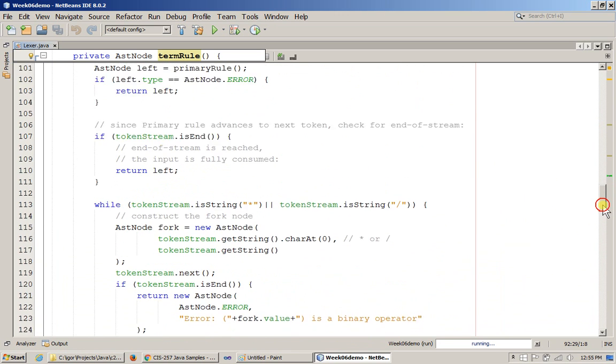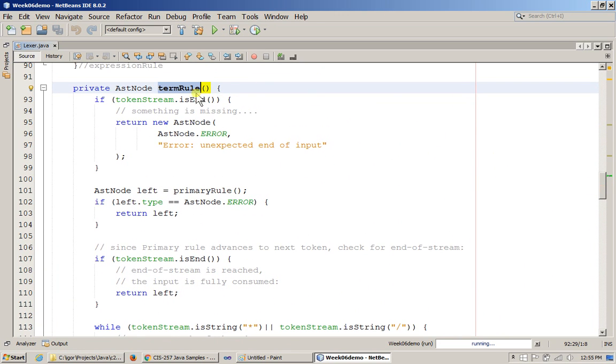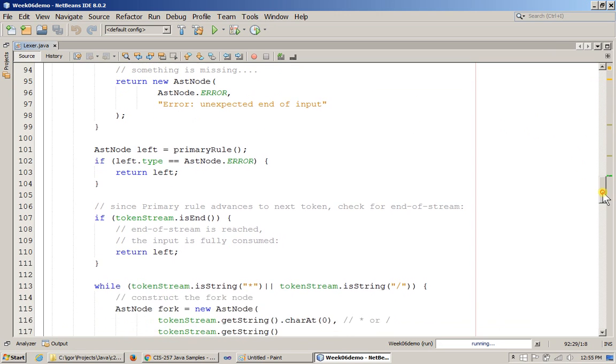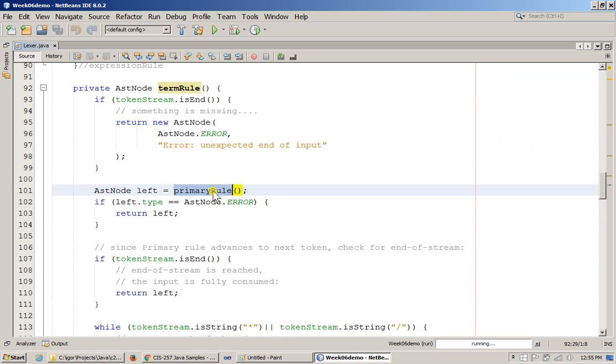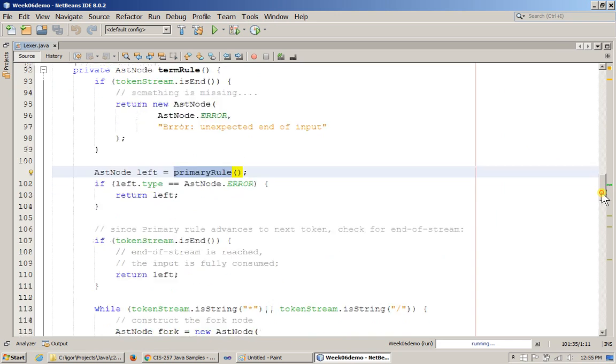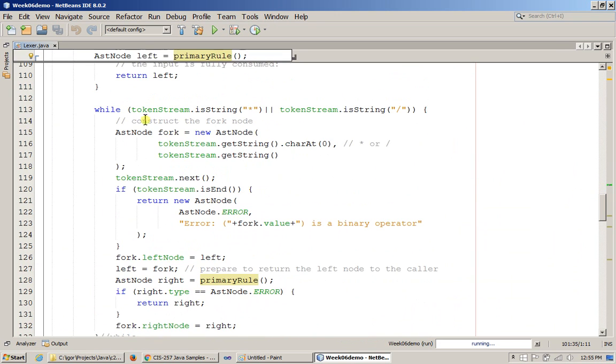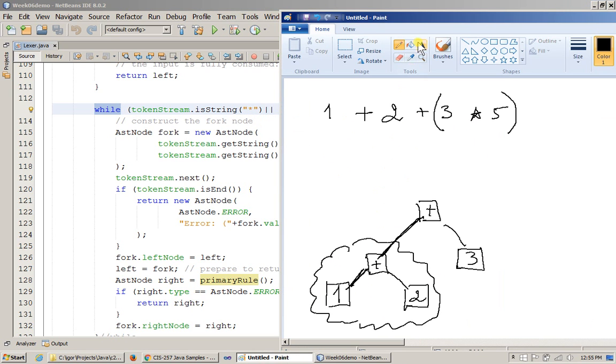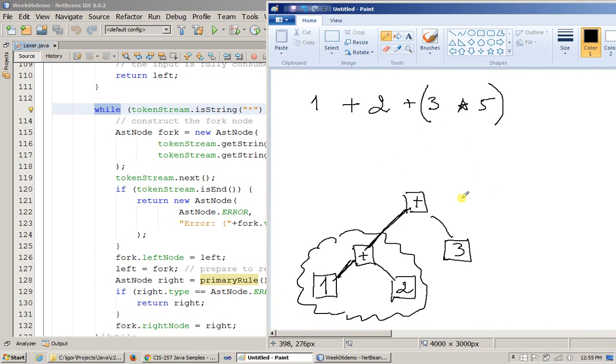The term grammar rule says that it is either the primary on the left-hand side, or it can be any number of multiplications and divisions, which is implemented by this loop. So both multiplication and division have the same precedence in terms of the operation. So therefore, what's going to happen is that this time, this will not take place.